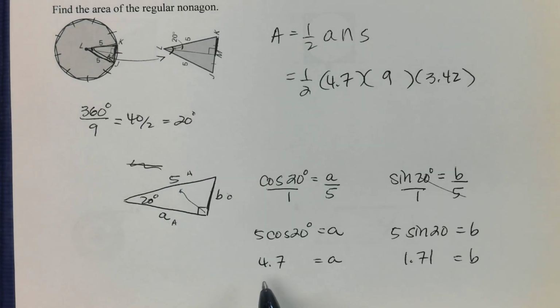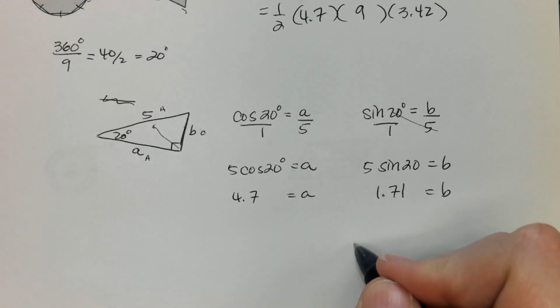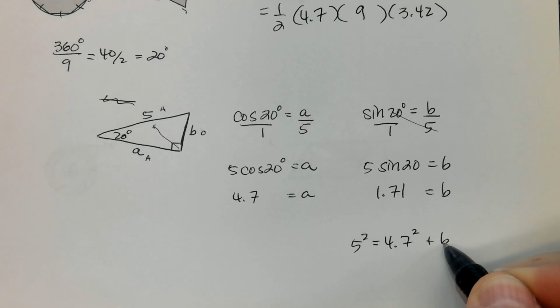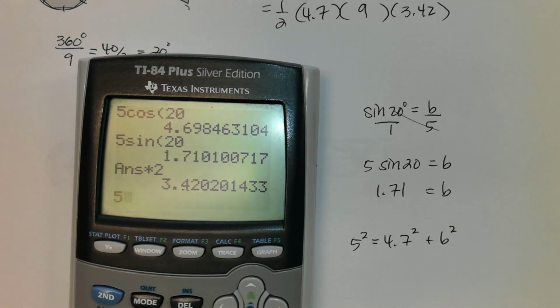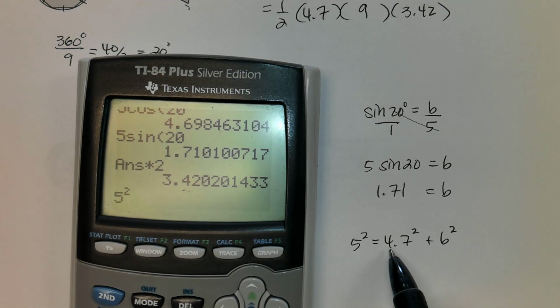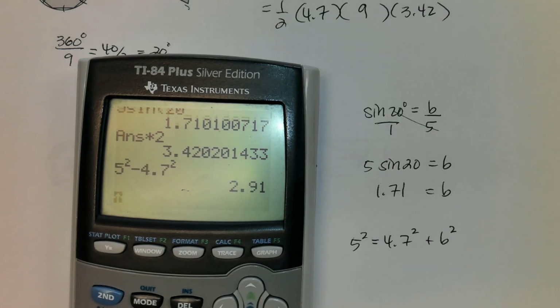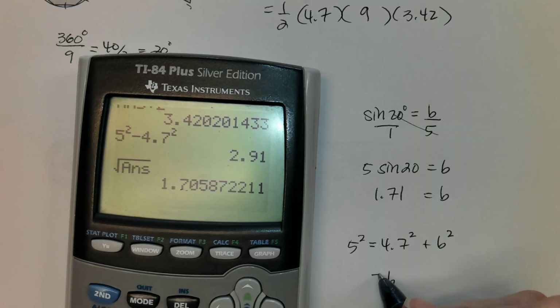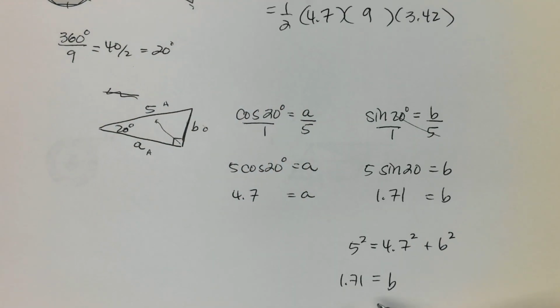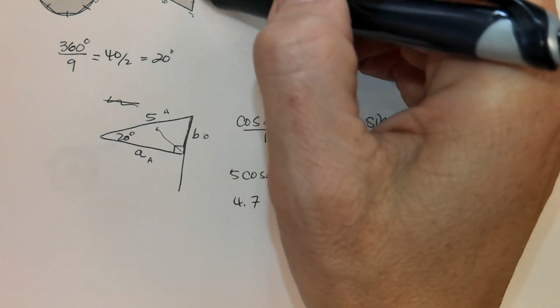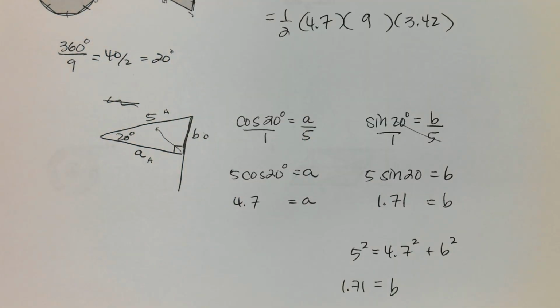If you were to do Pythagorean's theorem with the 5 and the A that you found, you would have 5 squared equals, our A was 4.7 squared, and then we'd have our B. So I'm going to do 5 squared, and I'm going to subtract 4.7 squared, because that would need to come over here. I have to square root that. So my B is 1.71, which is exactly what we found. And you still have to know that I have to double it because I need the whole length of this whole side of the 9-gon.